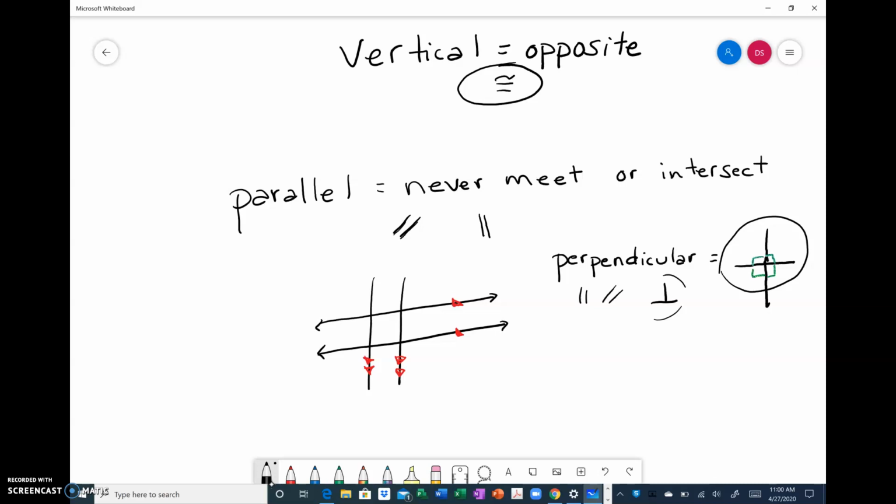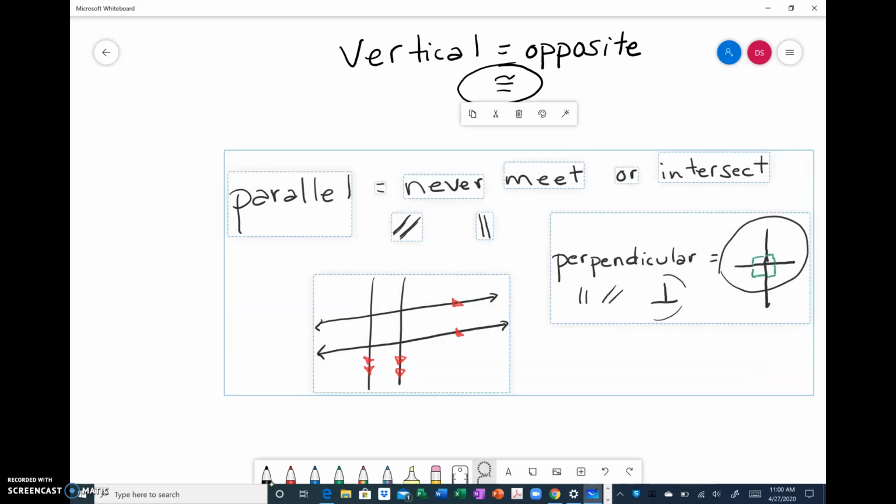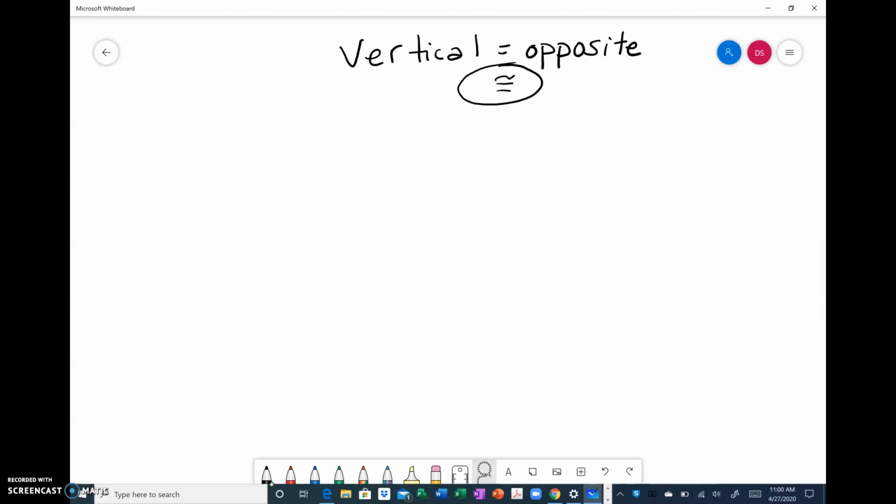Okay? Again, you have to know all of these definitions. What makes lines perpendicular? They form right angles when they intersect. Okay? What makes two lines parallel? They do not intersect. They never meet. Okay. Last one, corresponding angles. Now, let me draw this out, and I'm going to try to explain it very slowly, and then this video will be over. Okay?